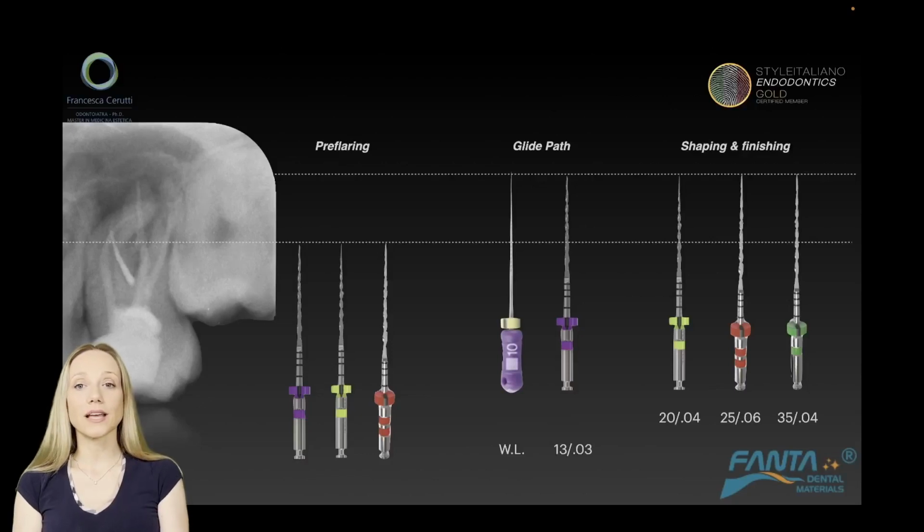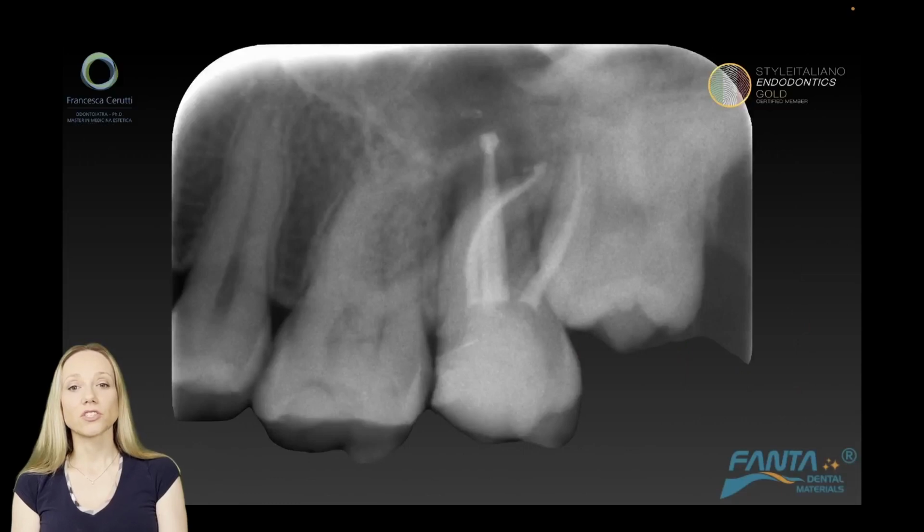So in the major canals, maybe I'm stopping at the 25.06, also in the distal. In the MB2 I stop at 20.04 because I don't want to enlarge it too much, because I don't want to sacrifice a lot of dentine. And in the palatal canal, which is larger, I can go up to 35.04. There is no problem. It's the anatomy of the tooth that suggests to me which is the most appropriate file to treat it. And so this is the immediate post-operative.